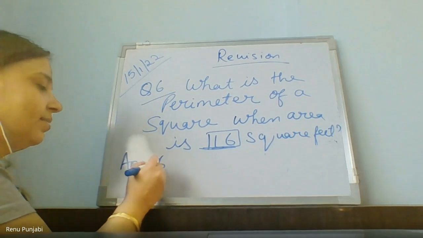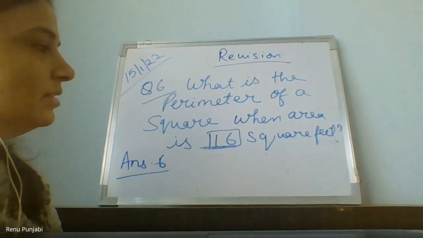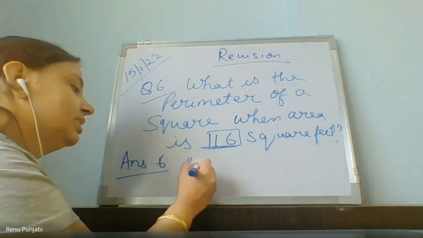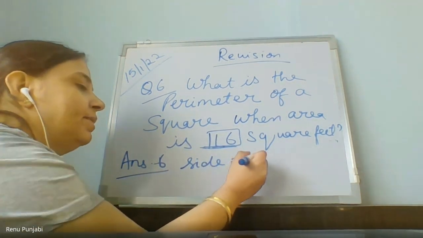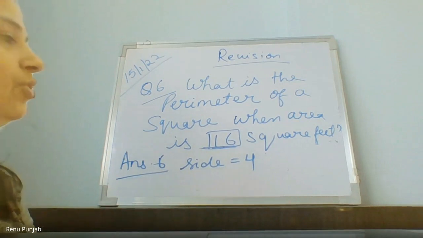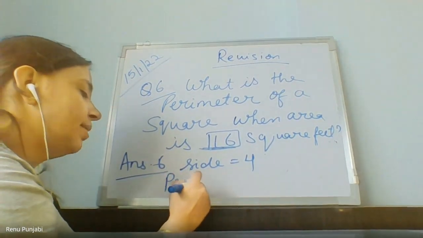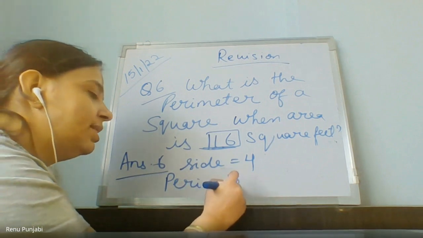One side has come to 4. Side equals 4. With the help of the area, you have found out the one side. Now you can easily find out the perimeter. Tell me what will be the perimeter.